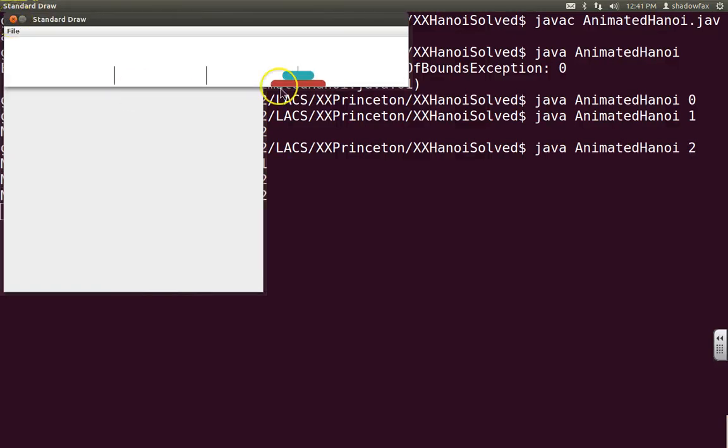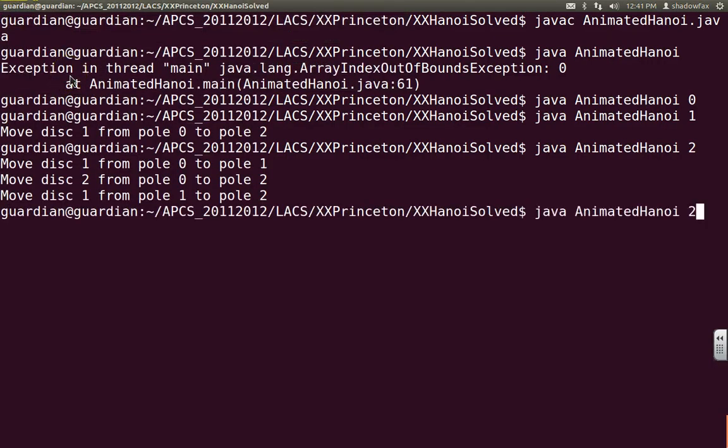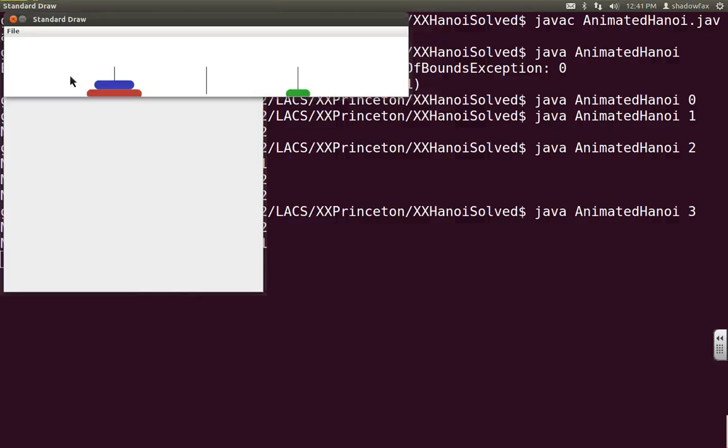You didn't see the original setup. The original setup was these 2 discs over here. And I think what it did was it moved the blue one, it moved the red one, and then it moved the blue one. Okay. It'll take longer as you put on more discs, so you should be able to see most of the animation eventually. There you go.